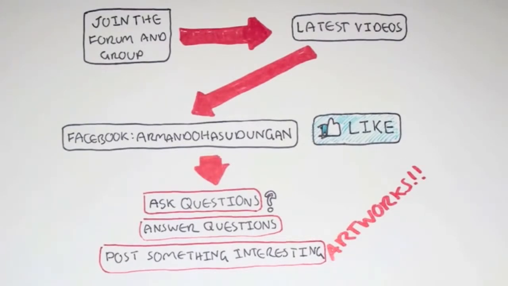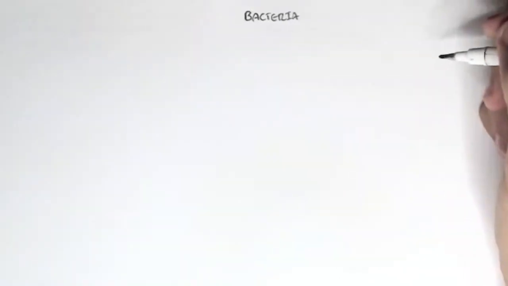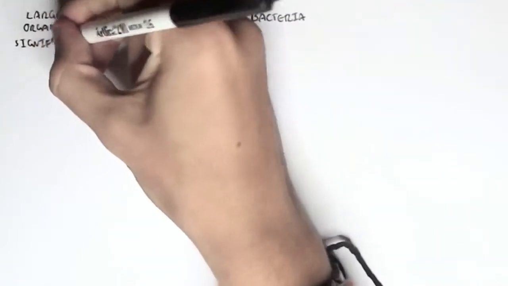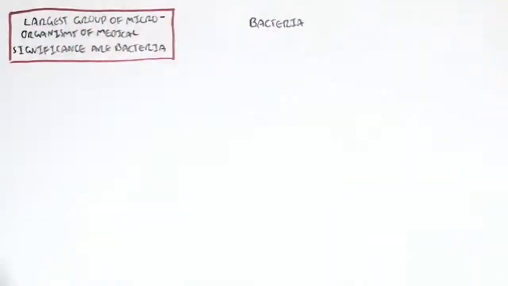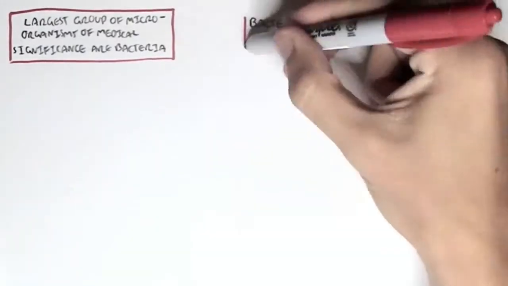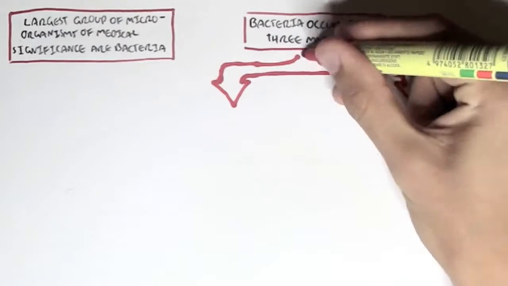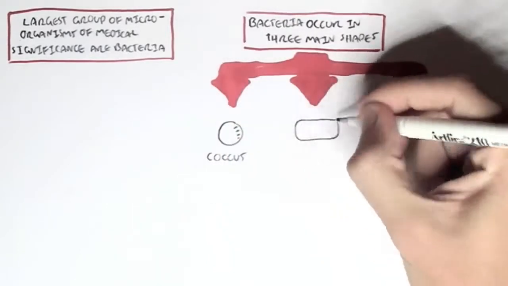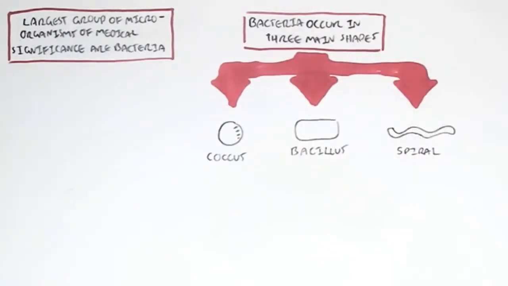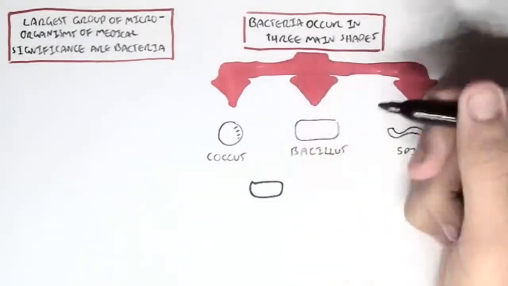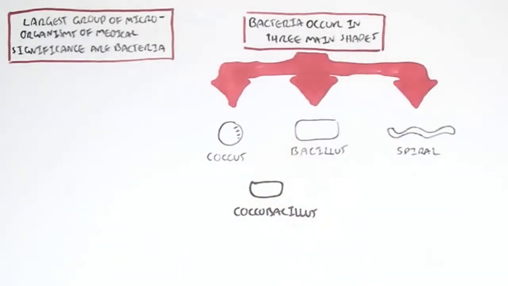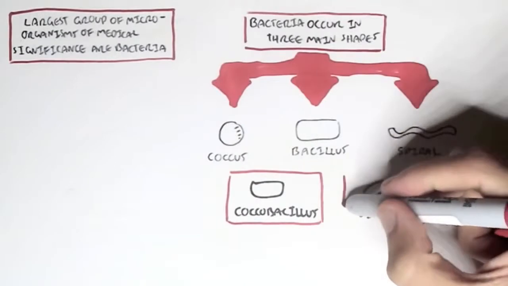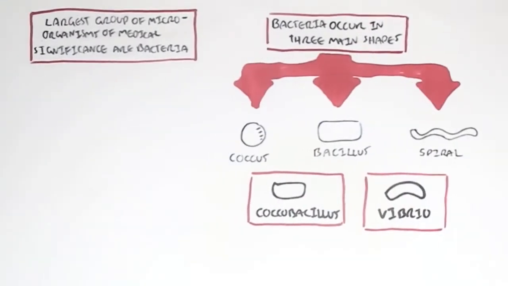In this video, we're going to talk about bacteria, looking specifically at the structure. Bacteria are the largest group of microorganisms of medical significance, and that's pretty important to know because they are literally everywhere. Bacteria occur in three main shapes: a coccus, a circular shape or sphere; a bacillus, which is rod-shaped; and a spiral. There are also other shapes bacteria can take, such as a coccobacillus, which is in between a coccus and a bacillus. Bacteria can also take the shape of a vibrio, which is in between a spiral and a bacillus. It's sort of got a bend to it.